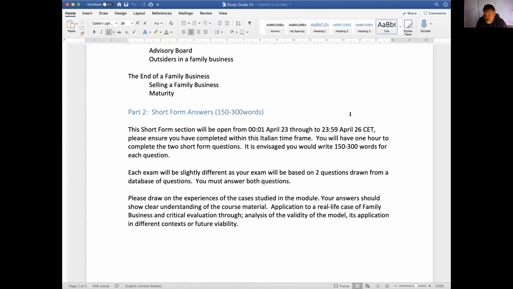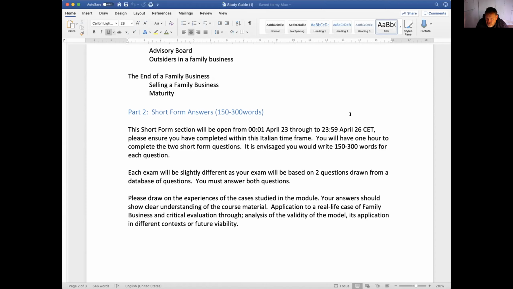Each exam will be slightly different, as your exam will be based on 2 questions drawn from a database of questions, exactly the same as before. So I think I've drawn about 9 questions together in total, and so you'll automatically be selected 2 out of those 9. There has been some differentiation to make sure that you get some second half questions that just by random might be 1 or 2 questions that refer just to the first half, but they don't really, because most of the questions I'm asking at this point are more global in their outlook, rather than just looking at one specific issue inside the family business.